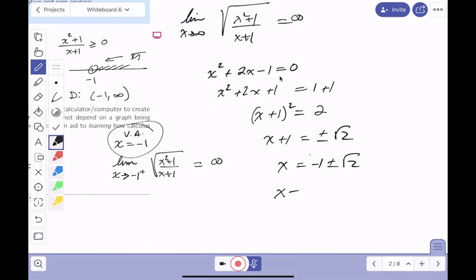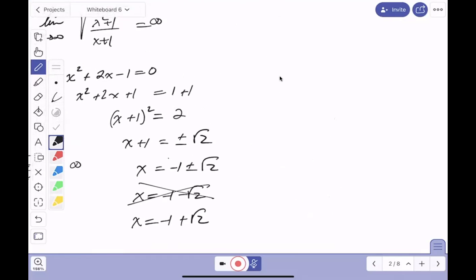Well, there's 2 of them. What do you get over here? -1 minus root 2, and the other one's going to be x equals -1 plus root 2. Unfortunately, this one is not in the domain of the problem. So there's only one critical number, and I want to go through it with you. So I'm starting at -1, and I'm going to root 2 -1.